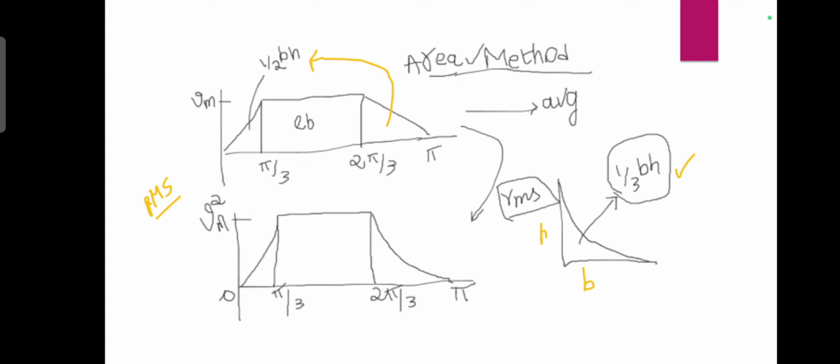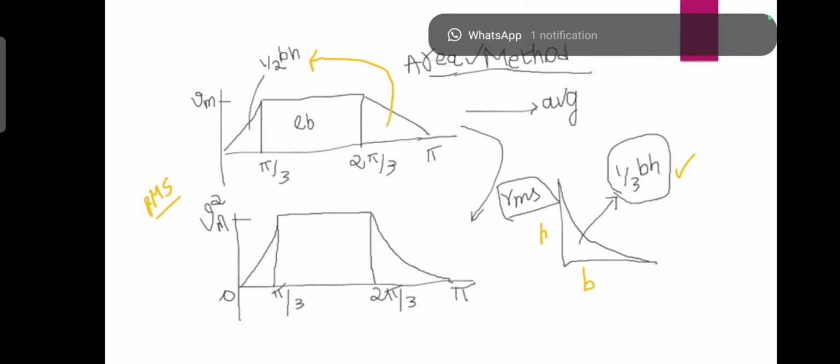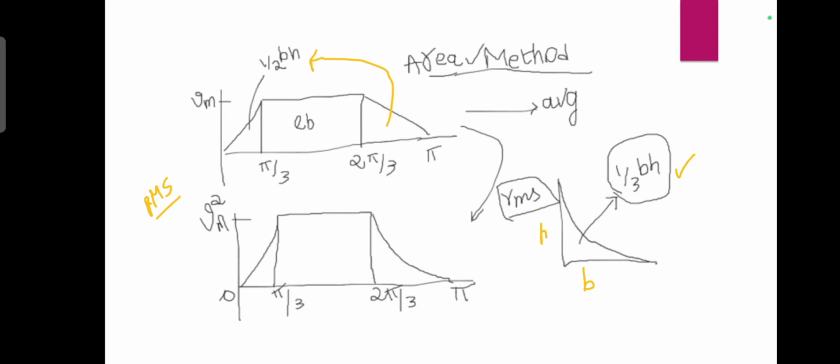And for the RMS value, we need to make the squared curve. For 0 to pi by 3, I just showed the squared curve of a triangle. It will be like this, and for pi by 3 to 2 pi by 3, the squared curve will be Vm square, and for 2 pi by 3 to pi, again it is a triangle, and the squared curve is like this. So now what will be the RMS value?